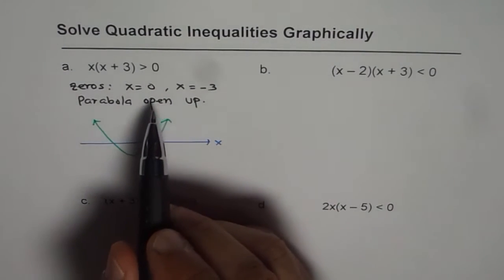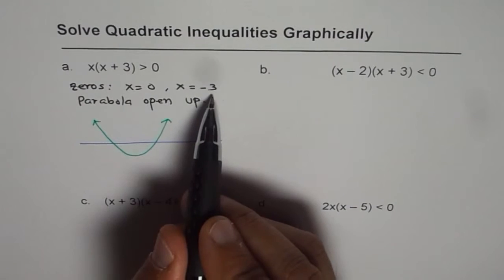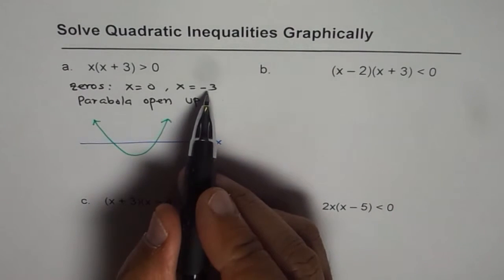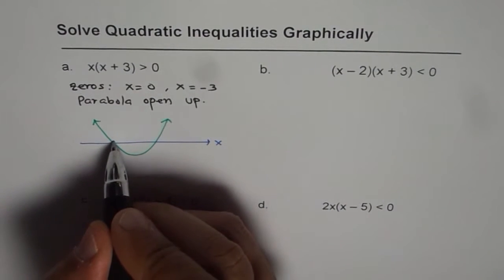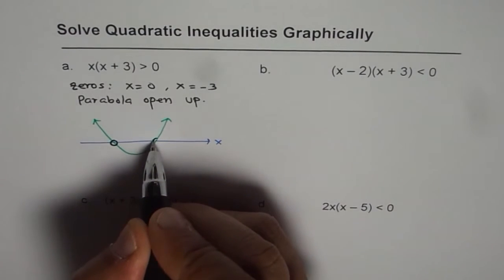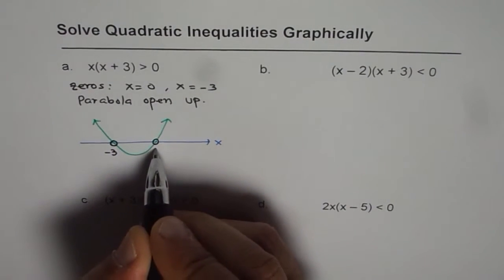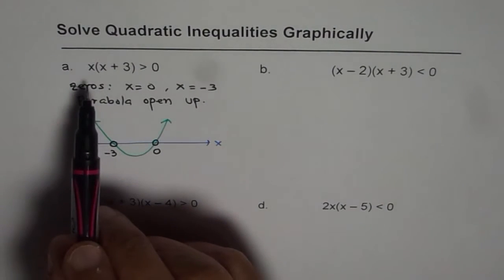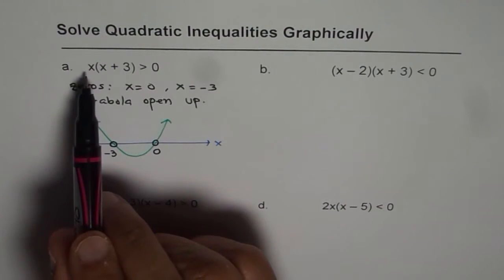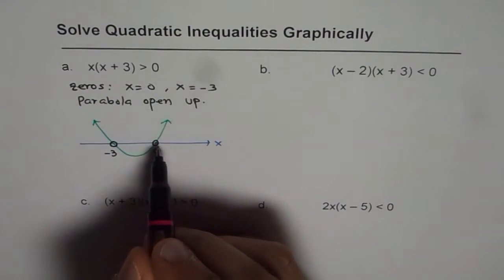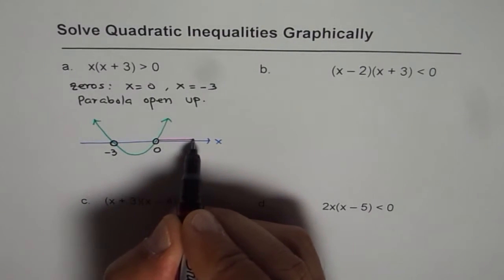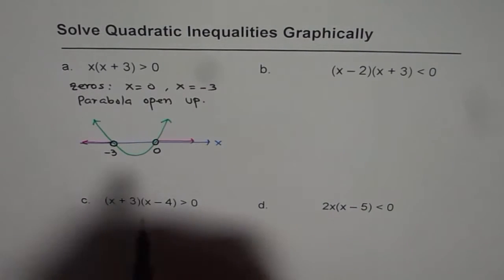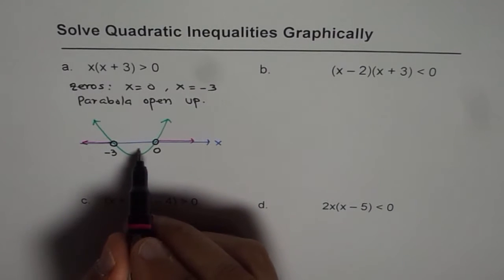Where are the zeros? Zeros are at minus 3 and 0. Minus 3 will be on the left side, and since we are looking for greater than 0, minus 3 should not be a part of the solution. So I'll just draw a hole there. Minus 3 and 0. We are looking for a solution where the quadratic function x times x plus 3 is greater than 0. So we see this part is positive, so that's part of the solution. And here also, from minus infinity to minus 3, we have positive. In between is negative, so that is not a part of the solution.